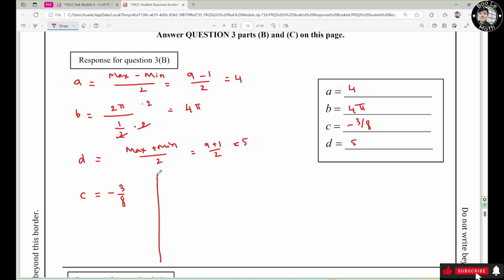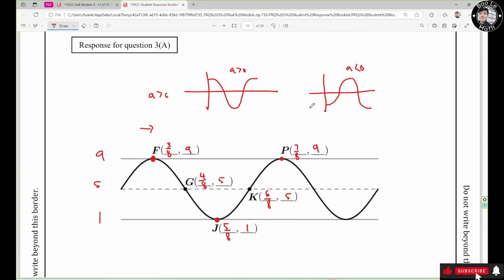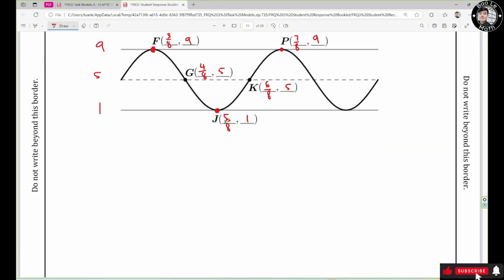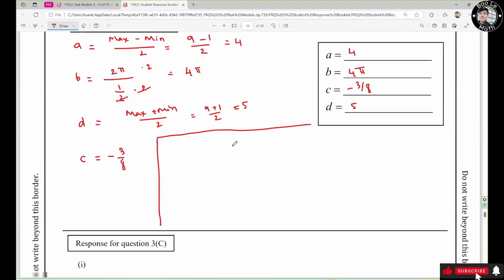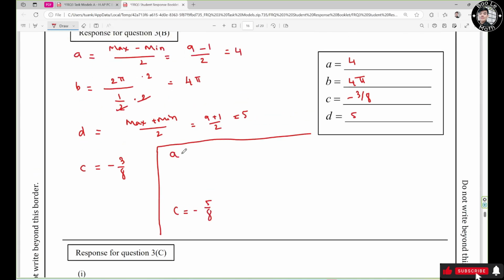Now I have two more options. Remember that you have infinitely many options, right? So I have two more options. So I'm going to start from this point right here, point J, the minimum. So I shift to the right 5 over 8. Because I start from the minimum, A should be negative. So C equals negative 5 over 8. And A should be negative, so A equals negative 4. B equals 4 pi. And D equals 5. B and D always remain unchanged.